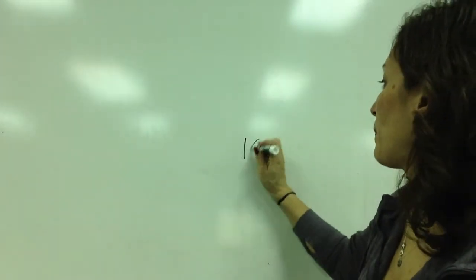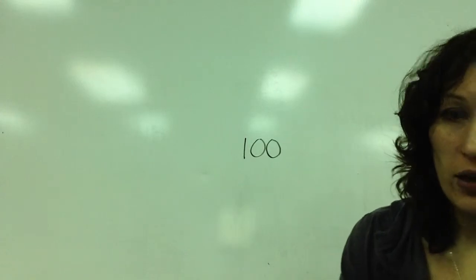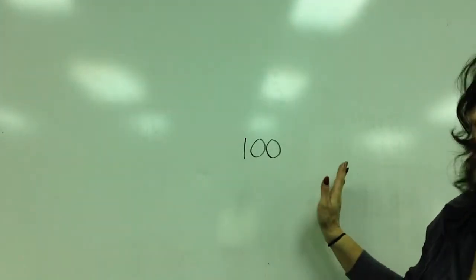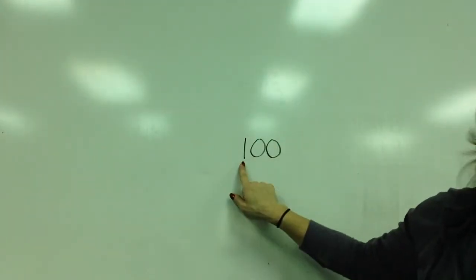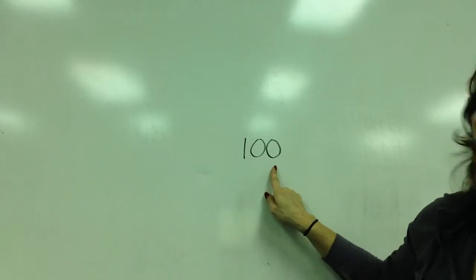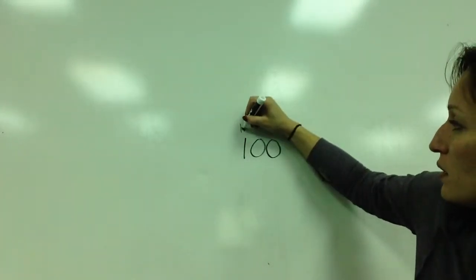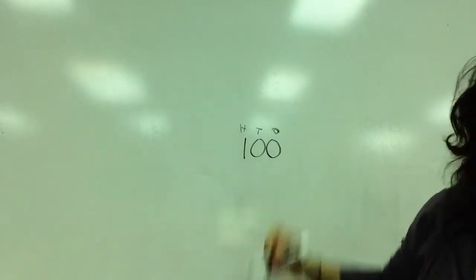We can see that it's made of 10 tens when we look at how we write it. Let's write it on the board and take a peek. We always talk about the most powerful place value. We know the most powerful spot always starts on the left. So this is our 100: 1 hundred, 0 tens, 0 ones.